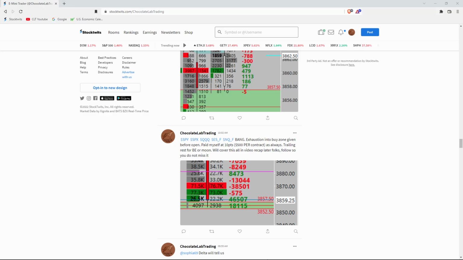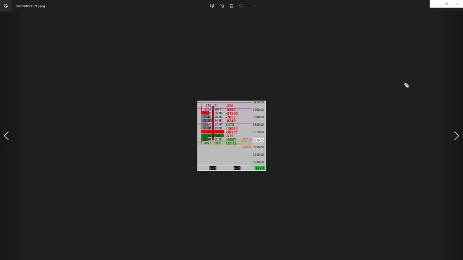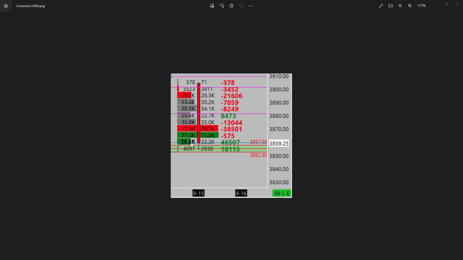Let me actually point out here. You could see once this opens up, the bottom volume node that we're looking at on the daily before that had about 4,000 contracts transacted there now has 26,000, and now we have another volume node on the bottom with 4,000. So what does this mean to us on the daily?